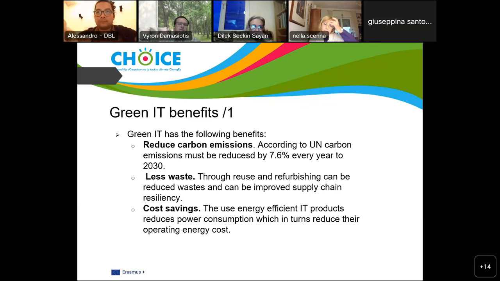We also have the cost savings. The use of energy efficient IT devices produces devices that require less energy, which in turn has a significant impact on the energy cost we pay for them.